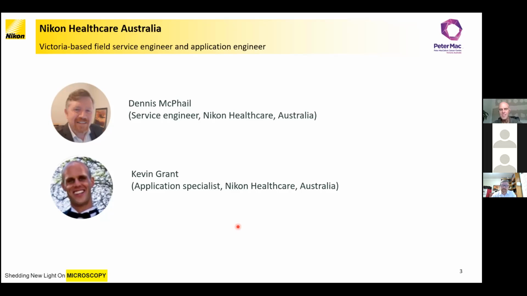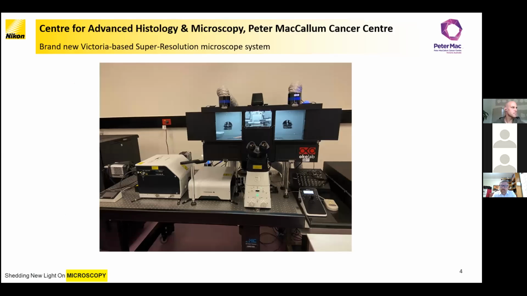Short and sweet. Awesome. Okay, so that's the personnel part of it. Let's introduce the really cool part of it. Not that we're not cool, it's very cool. So the CAM has, as Paul mentioned, got a brand new super resolution microscope system. So we've introduced you to Dennis and I, who are the local Victoria representatives for Nikon Australia. What Paul is introducing you to is the local Victoria-based super resolution microscope.